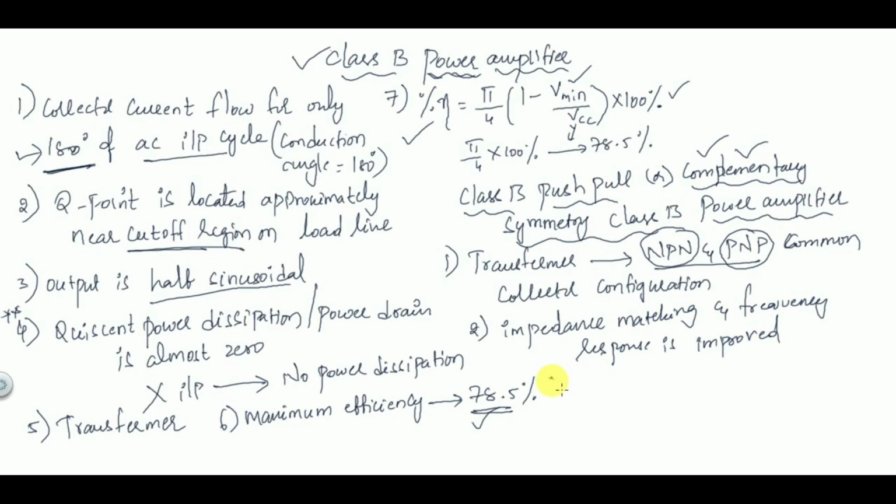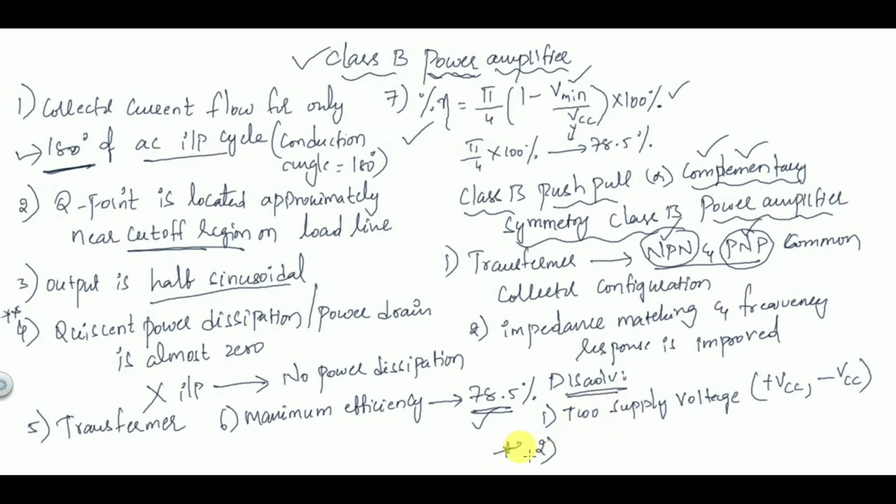So the main disadvantage of this class B power amplifier is, first of all, it requires two supply voltages. Why? Because we are using two different types of transistors. For NPN we require plus VCC, and for PNP we require minus VCC. Okay, so two supply voltages are required.